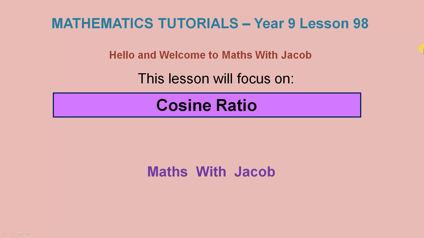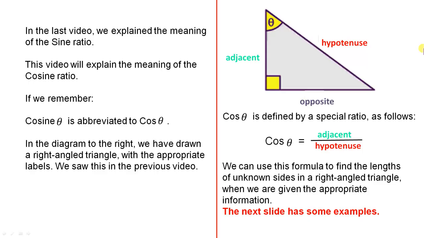This lesson will focus on cosine ratio. In the last video, we explained the meaning of the sine ratio. This video will explain the meaning of the cosine ratio. If we remember, cosine theta is abbreviated to cos theta.